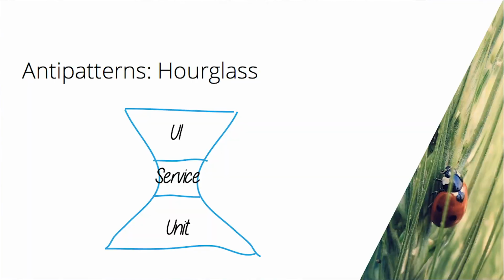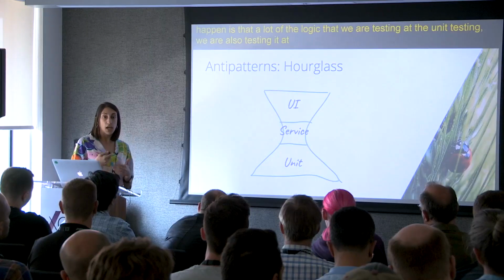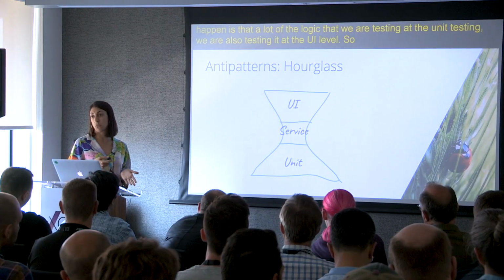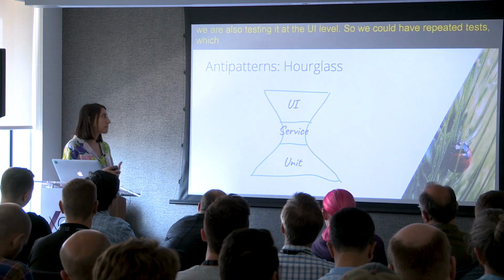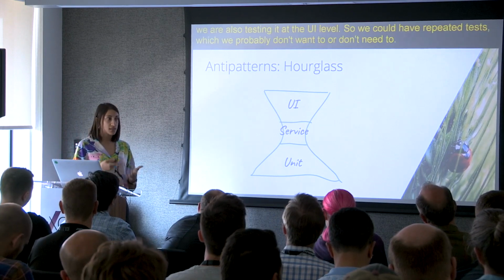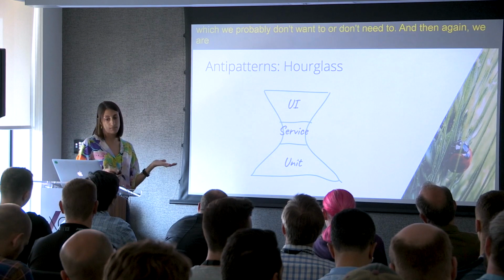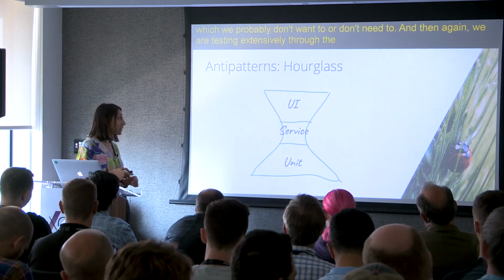Here we have another anti-pattern, which is called the hourglass. Here, the situation is a little bit different. Here we have lots of unit tests and lots of UI tests. So what could happen is that a lot of the logic that we are testing at the unit level, we are also testing at the UI level. So we could have repeated tests, which we probably don't want or don't need. And then again, we are testing extensively through the UI, which is expensive.